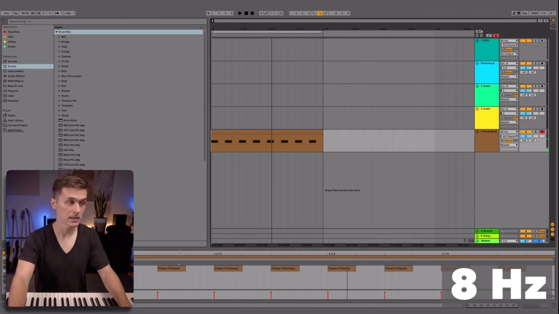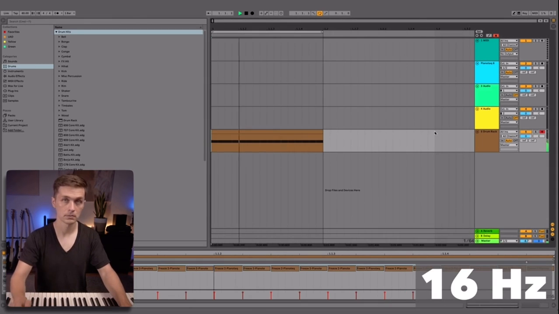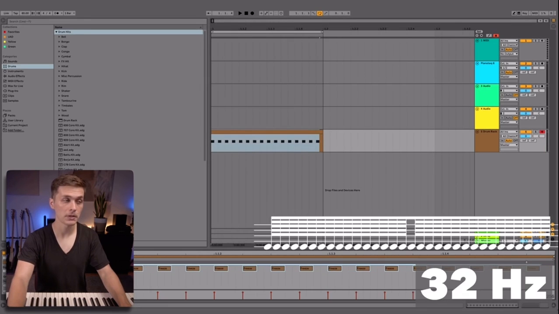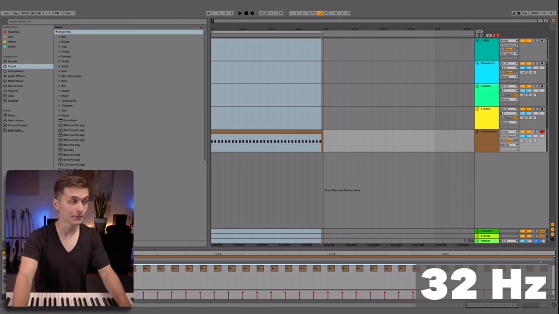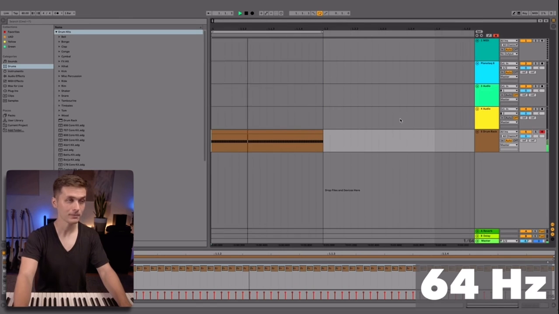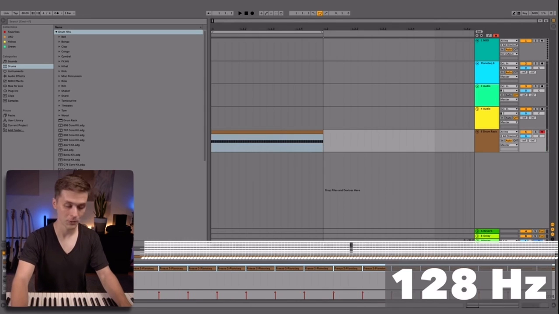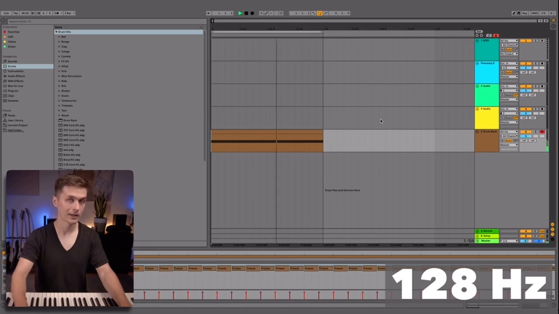Still E. This is 16 hertz. Sounds like a really fast E. This is 32 hertz. It's starting to sound kind of warped, right? This is 64 hertz. Doesn't really sound like an E anymore. This is 128 hertz. That's definitely not the note E.